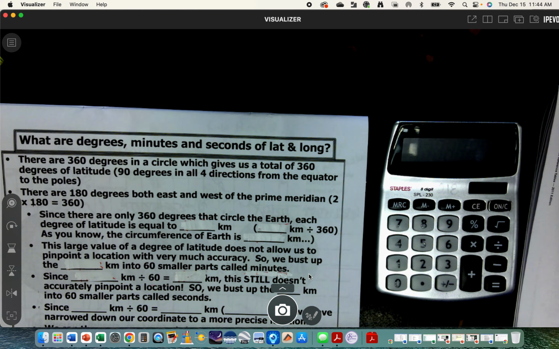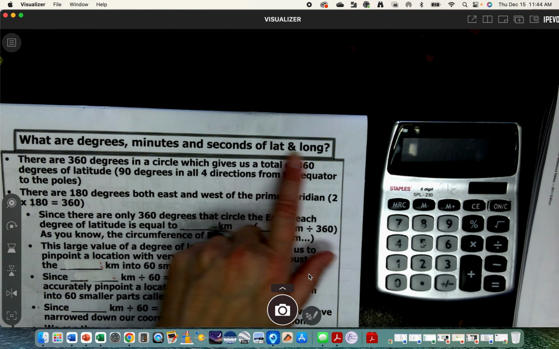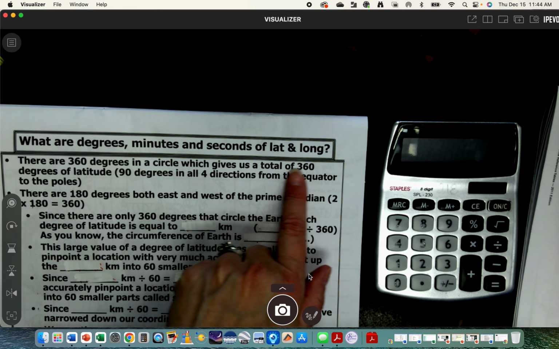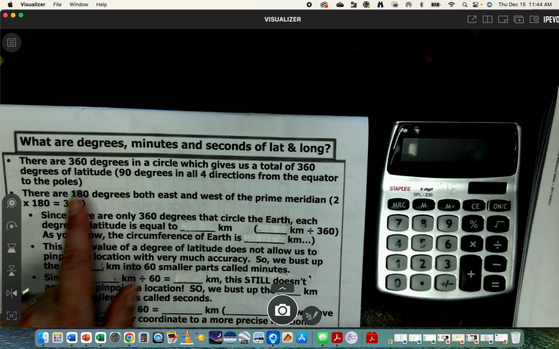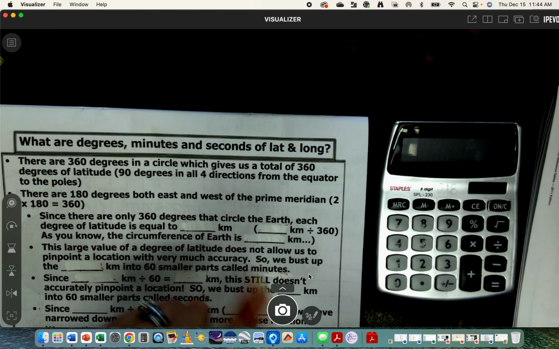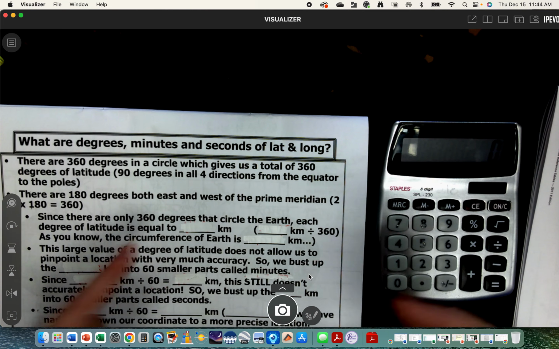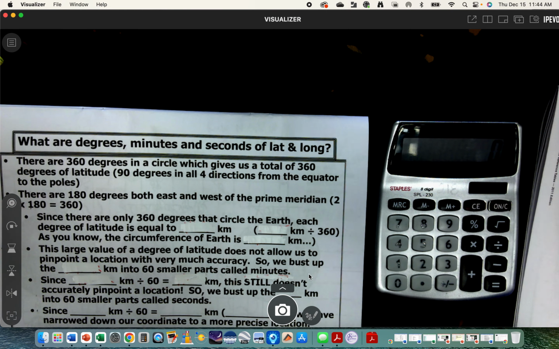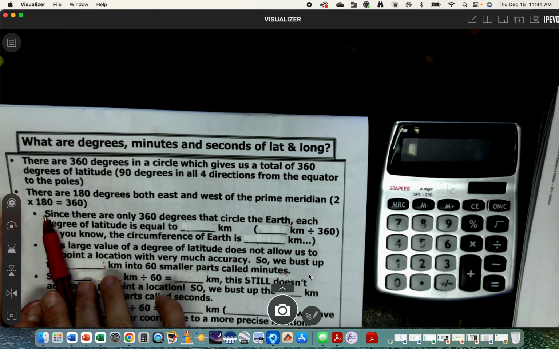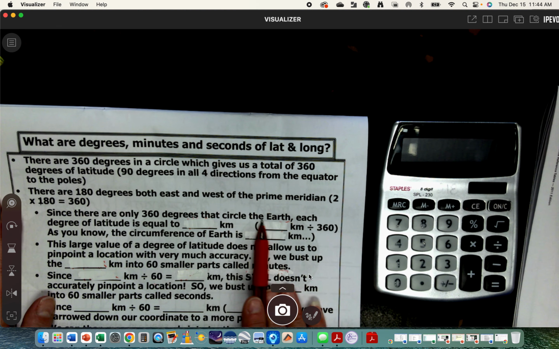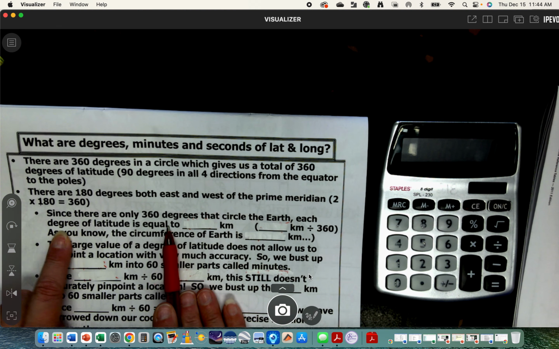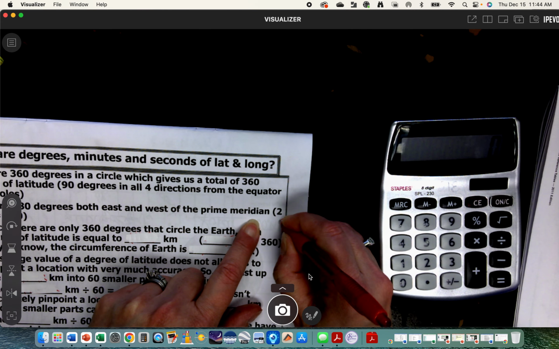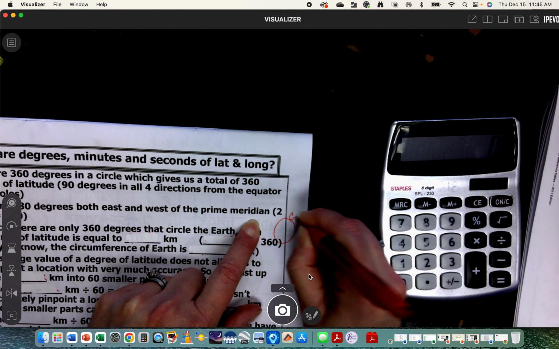All right, so what are degrees, minutes, and seconds of latitude and longitude? There's 360 degrees in a circle, which gives us a total of 360 degrees of latitude. There's 180 degrees both east and west of the prime meridian. 2 times 180 is 360. So we can break latitude and longitude into smaller chunks called minutes and seconds. Since there are only 360 degrees that circle the Earth, each degree of latitude is equal to how many kilometers? Well, before we find this out, first we need to know the circumference of the Earth.